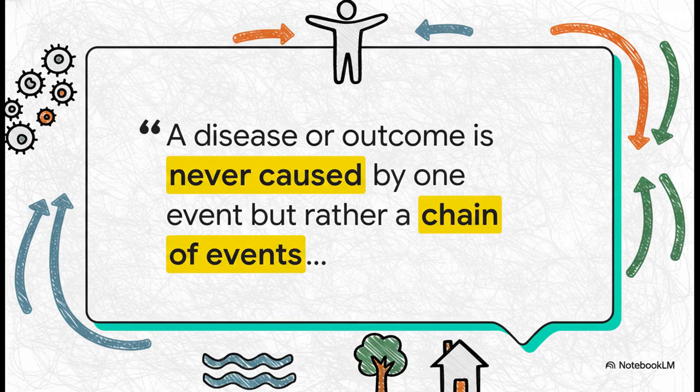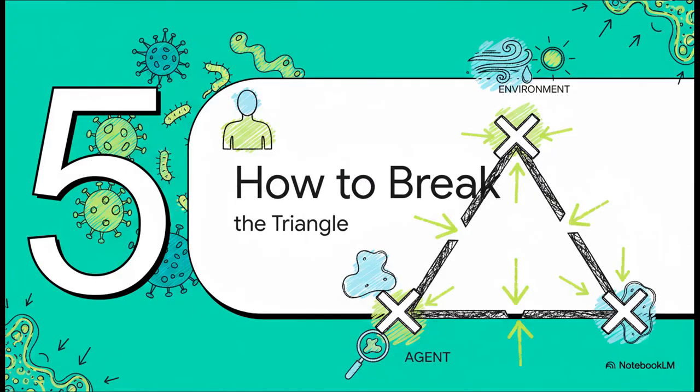Getting sick isn't like a lightning strike out of a clear blue sky. No, it's a chain reaction. It's the end result of that unique interaction between the agent, the host, and the environment. All three points of that triangle have to connect for it to work. So now for the most important part. Because once you understand this recipe for sickness, you also understand how to stop it. And this is where it gets really empowering. To prevent a disease, you just have to break one side of that triangle.